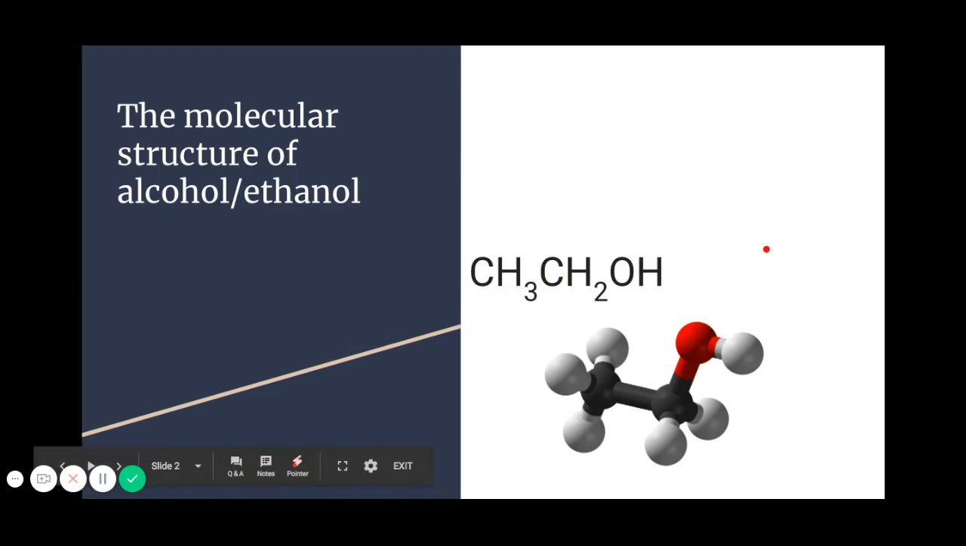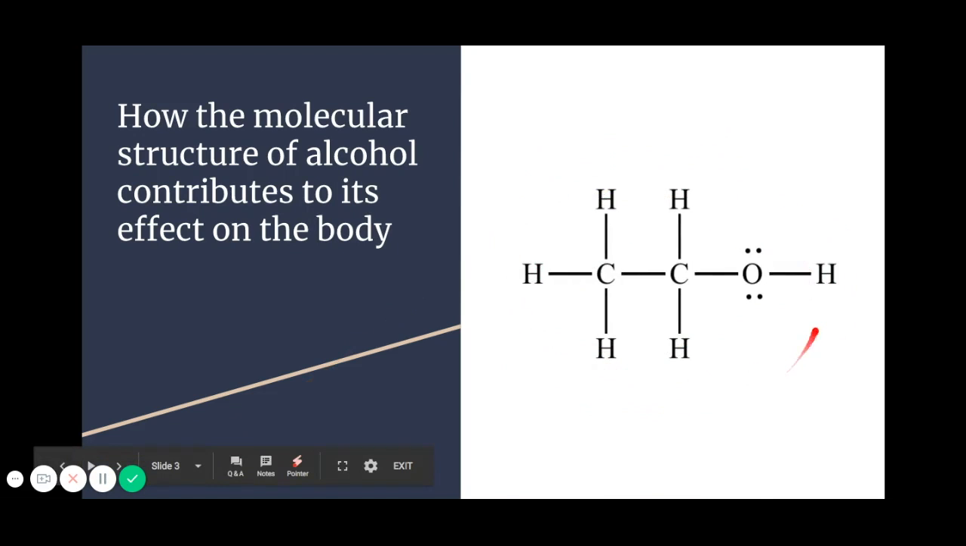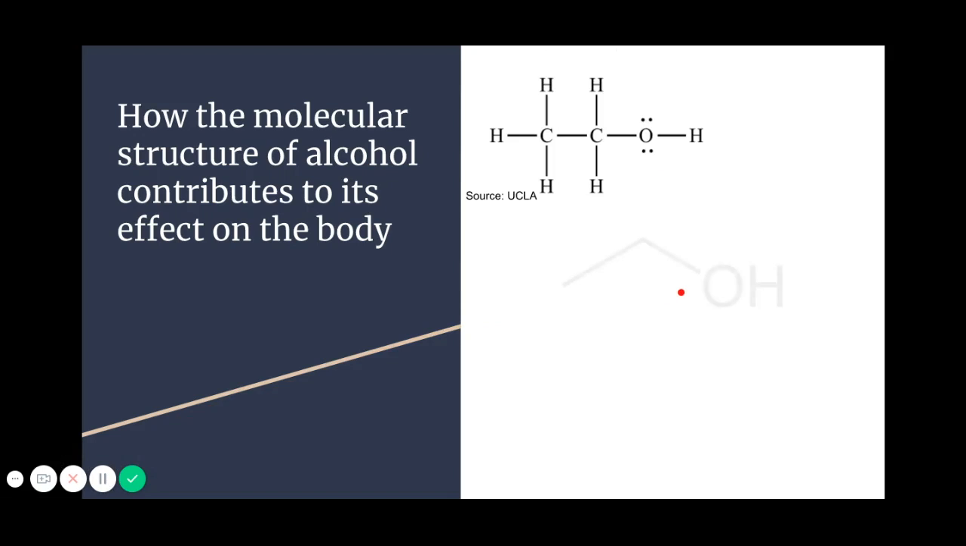So the next thing we need to discuss is how the molecular structure of alcohol contributes to its effect on our bodies. So polarity is one of the most important things when we're discussing the impact of alcohol. To do this, we need to look at the Lewis structure of ethanol, which is displayed right here. And here you can very clearly see the two functional groups, OH being right here and the C2H5 being right here. So alcohols follow the bent shape, which is displayed right here.